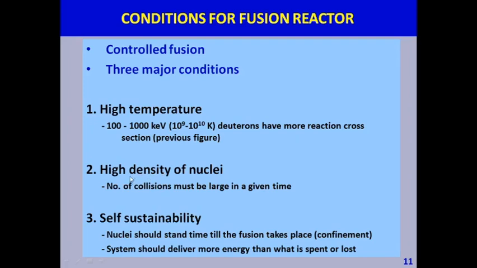And as we have already seen, another requirement is that you have a sufficient number of nuclei. That is called high density of nuclei. High number density of nuclei is also needed. The number of collisions must be large in a given time. Then only will the fusion be sustainable, right?